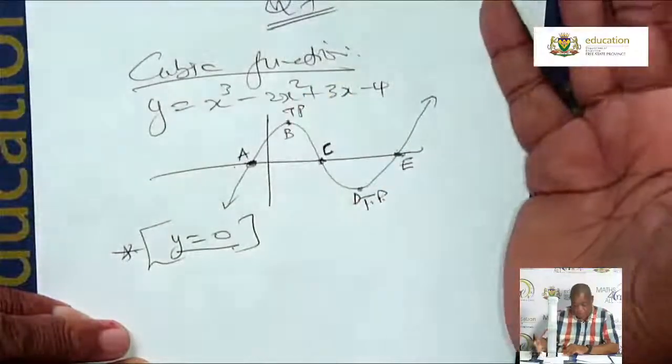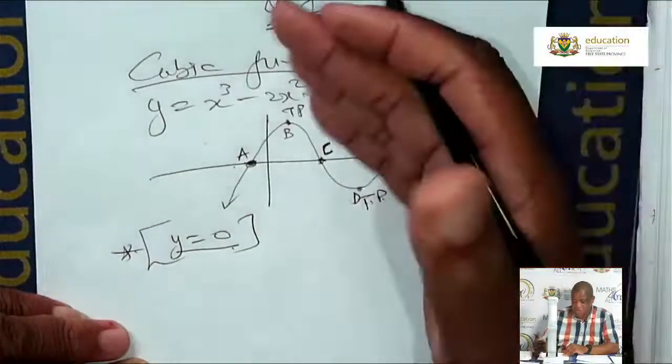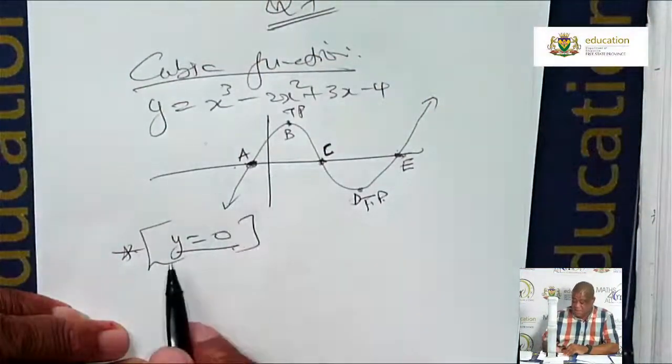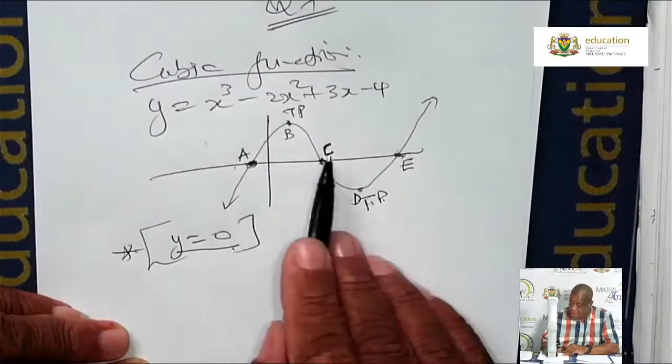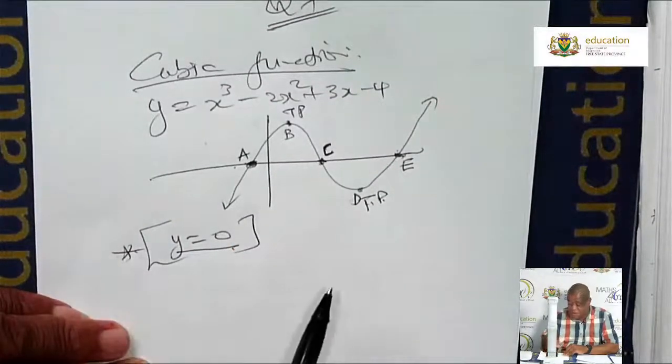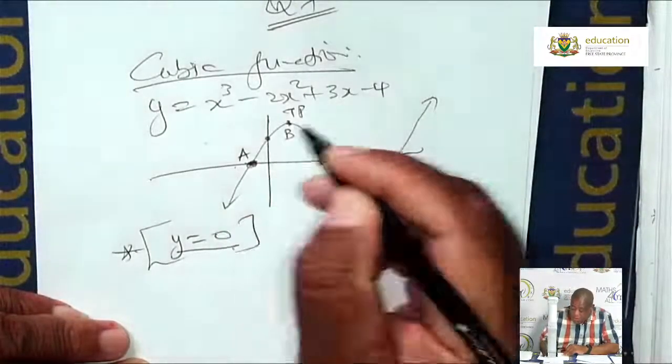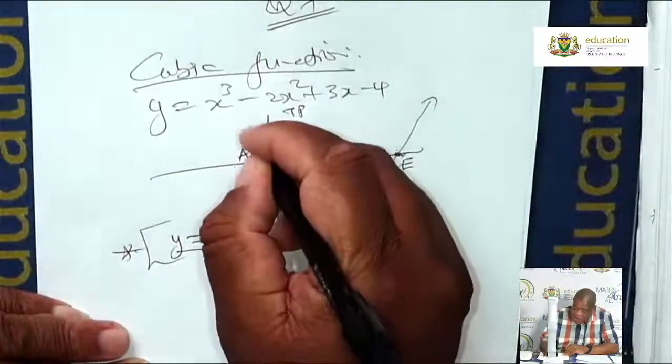They have drawn the sketch for you, and you must find the coordinates. You must just know where A, where C, where E is. The position is very key. Where are those? The other point will be here. Let me call it point F.